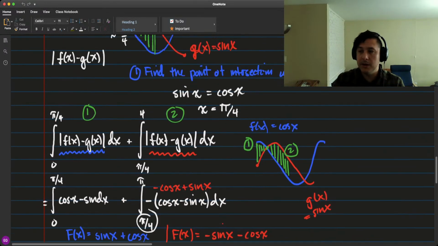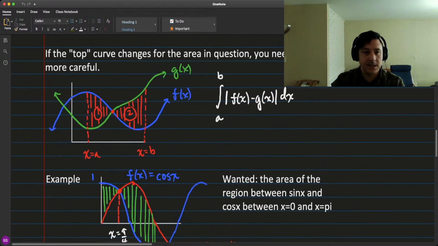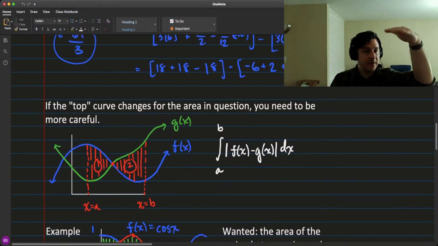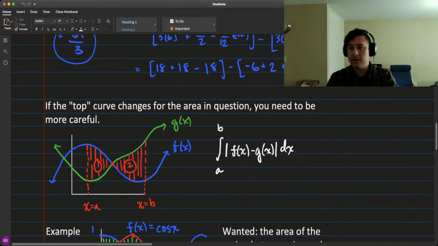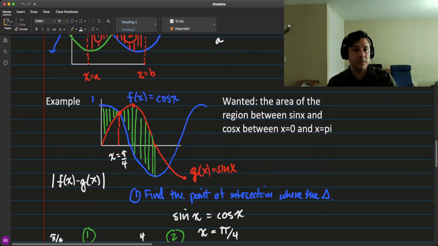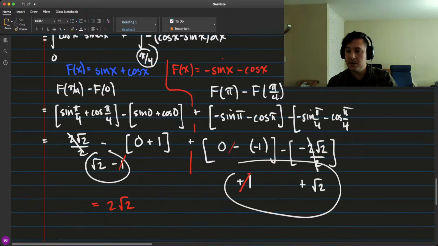Before I go forward, are there any questions you have about this concept of breaking it up when which function is on top changes? Just give a moment to think about it. Hopefully you're doing well. Okay, cool. If you think of something, just ask. I just want to give you a moment so you can pause and think a little. Look over your notes from yesterday.